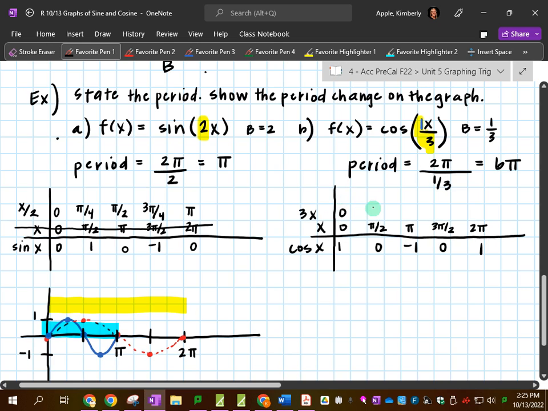This would be 0. This would be 3 pi over 2. This would be 3 pi. This would be 6 pi. I skipped because it's easy. And this would be 9 pi over 2.